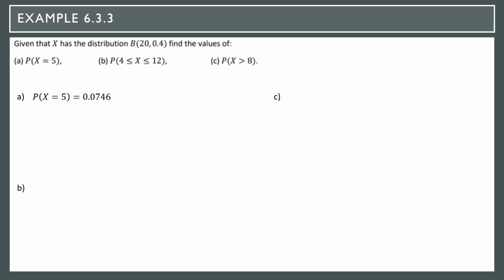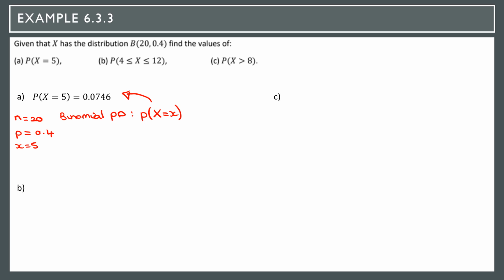So part A asks us to find the probability that x is equal to 5. Looking at our distribution that we've been given, we know that n is equal to 20 and p, our probability of success, is equal to 0.4. X in this case is equal to 5, and that's if we're going to use binomial PD. Remember, binomial PD gives us the probability that x is exactly equal to a given value. So substituting those values into your calculator, you would get the final answer of 0.0746 straight away.